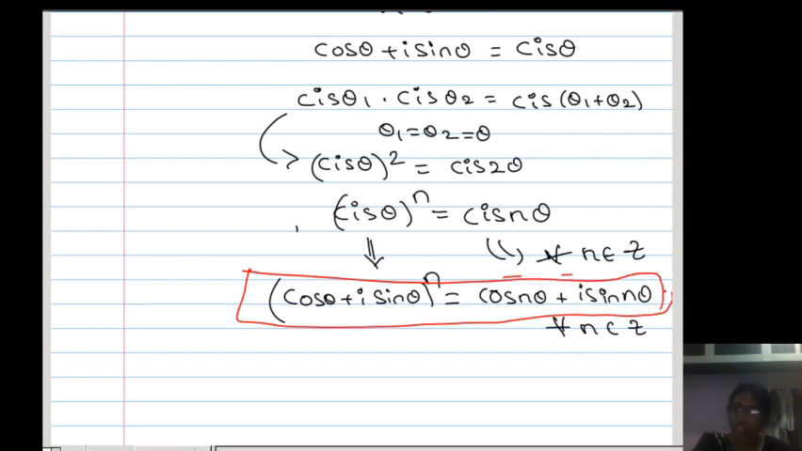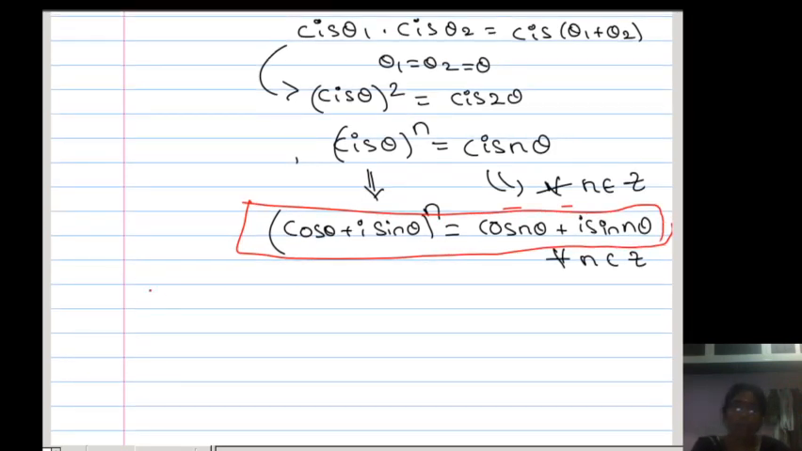Next, not only for integral index, second point, we also discuss De Moivre's theorem for rational index. Meaning what? The power is a rational number. The power is in the form of p by q, like that.